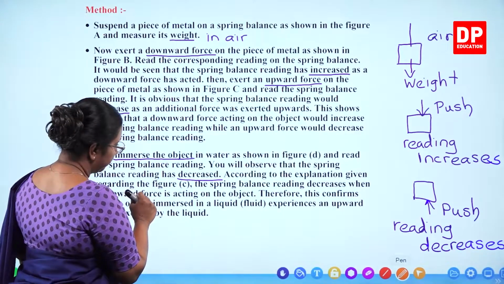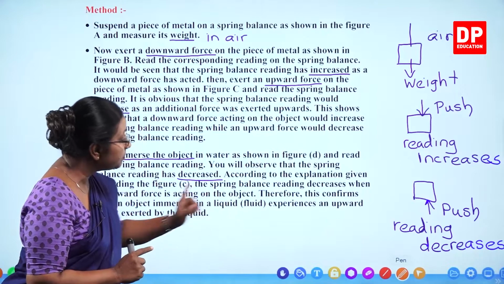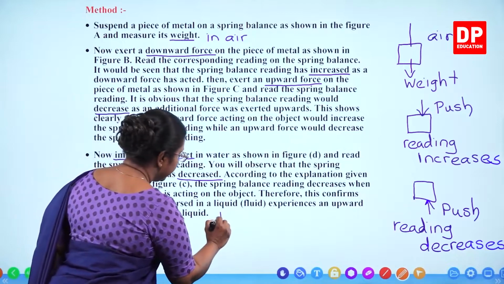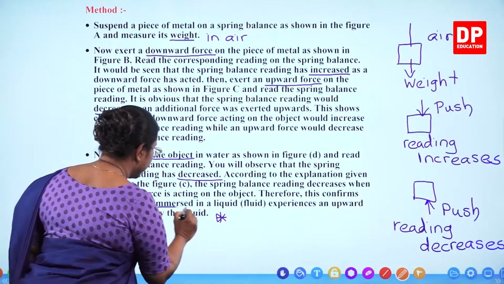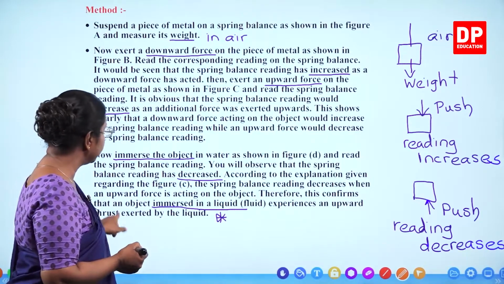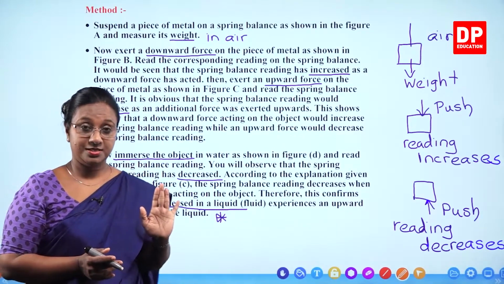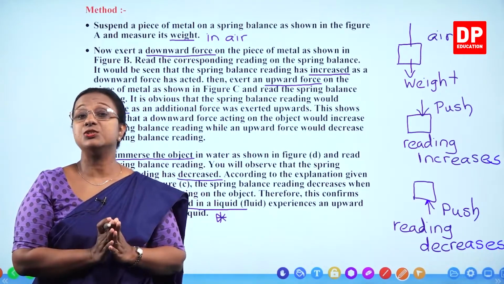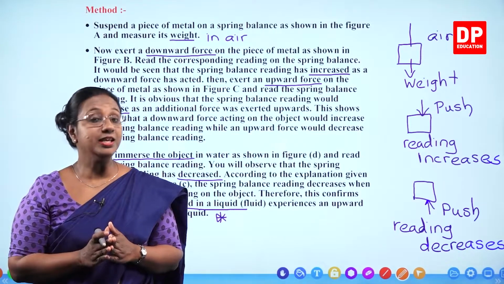So here you can see. Therefore, this confirms that an object immersed in a liquid experiences an upward thrust exerted by the liquid. This is important. So, when an object is immersed in a liquid, or a fluid, it experiences an upward thrust exerted by the liquid. That is what we discussed as upthrust. So, I am sure this is a simple activity and you would have already understood the concept of upthrust. But we will go to the lab and do this activity now.